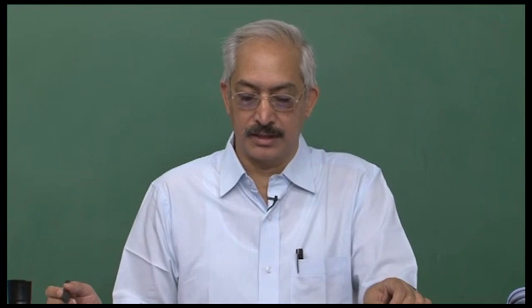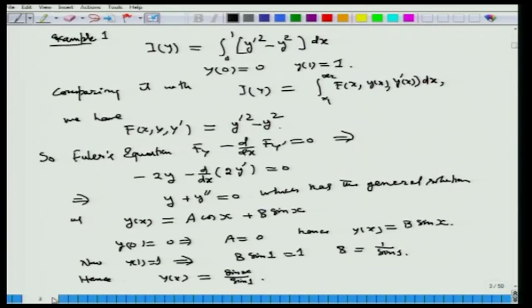In the first example, we considered the functional I(y) as the integral from 0 to 1 of y prime squared minus y squared dx, with the boundary conditions y(0) equal to 0 and y(1) equal to 1. Comparing it with the general form of the functional I(y) equal to the integral from x1 to x2 of f(x, y, y prime) dx, we have f as y prime squared minus y squared, and Euler's equation implies that y plus y double prime equal to 0.